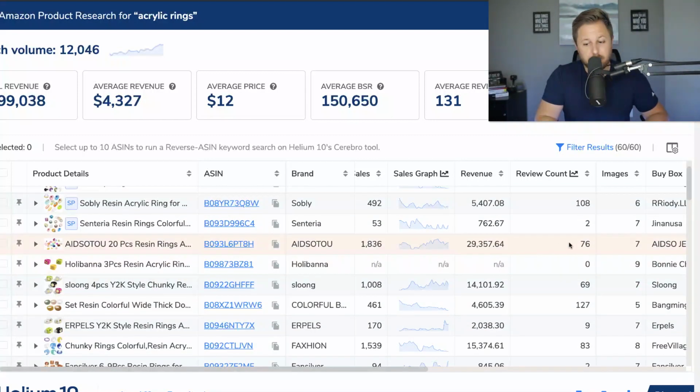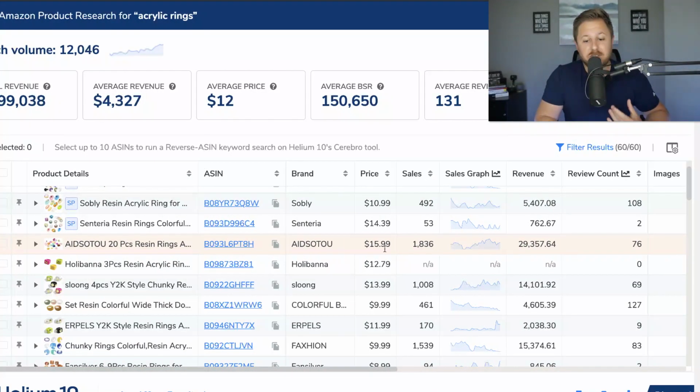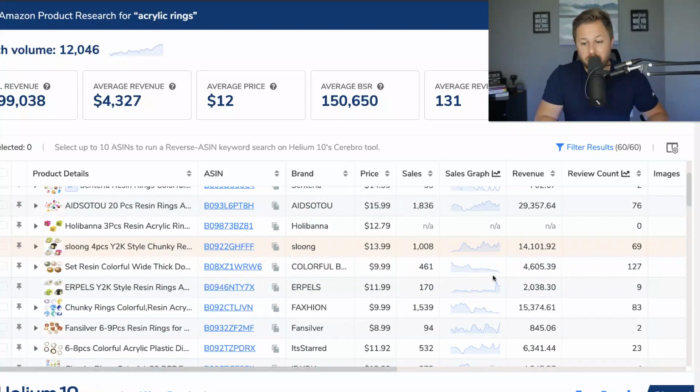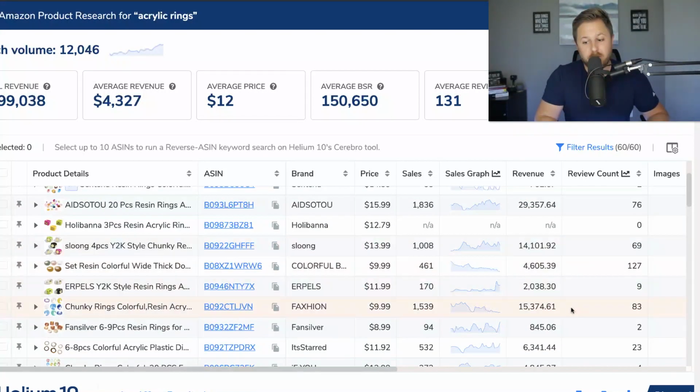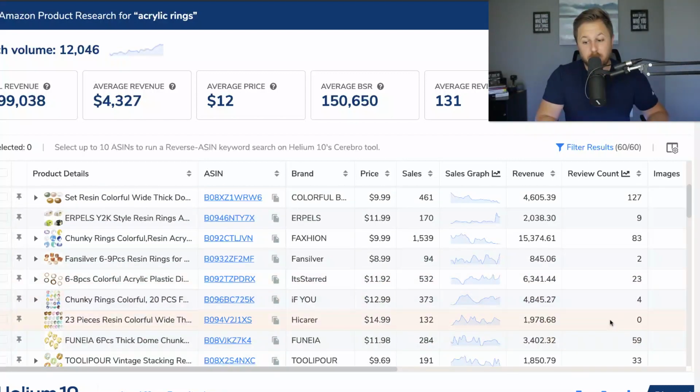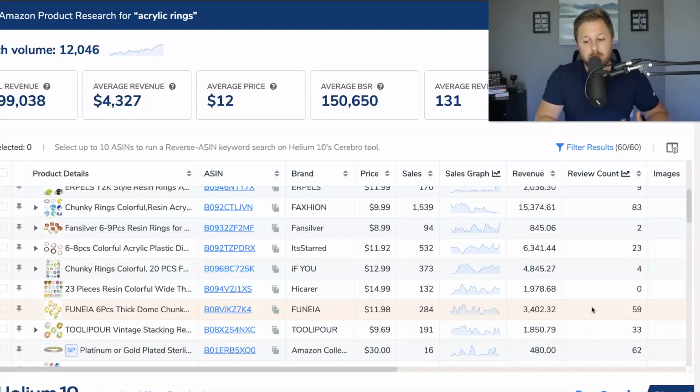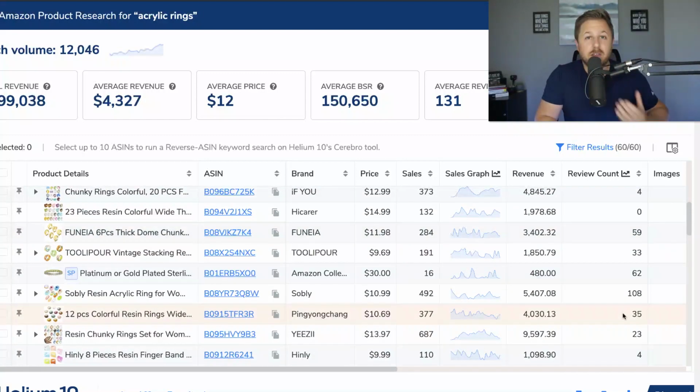And you can see, like, this person right here, only 76 reviews, and they're doing over $29,000 in sales selling these rings at $16. So there are sellers doing pretty good revenue with low reviews. All of these sellers have under 100 reviews. This person with zero reviews is doing almost $2,000 a month, $3,400 a month with only 59. And you get the point. So I found a product and it's not in a competitive market. The average reviews are very low, meaning I can probably compete in the market where there's no sellers that have tons of reviews.